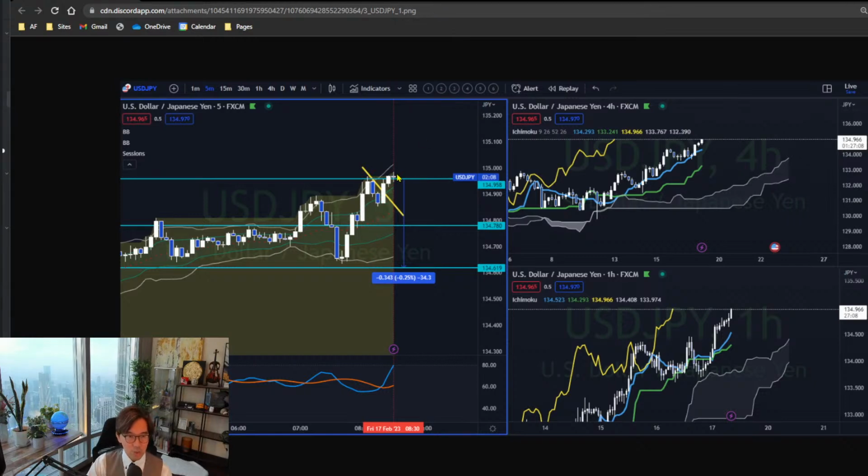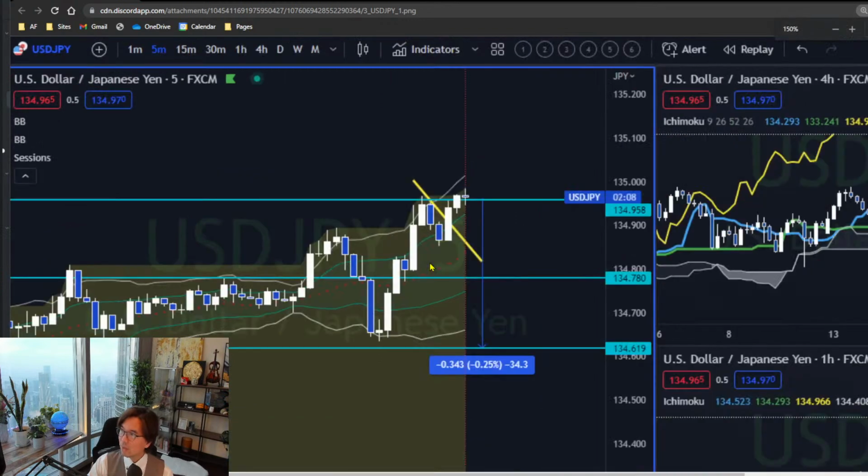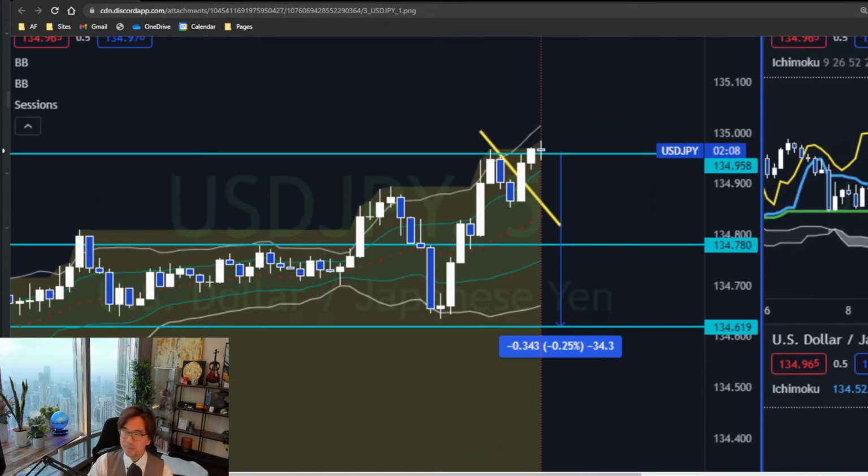So my stop loss was 34 pips down, which was 134.619 was my stop loss. So hold on, let me zoom in on my entry. So yeah, I was seeing this, there was a nice breakout of M5 resistance.